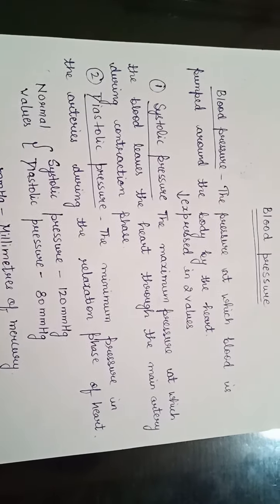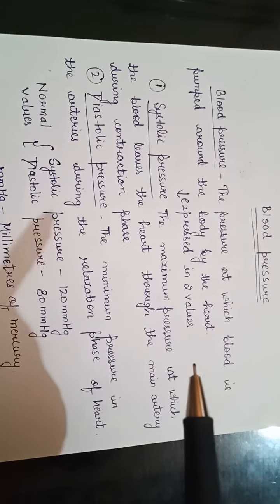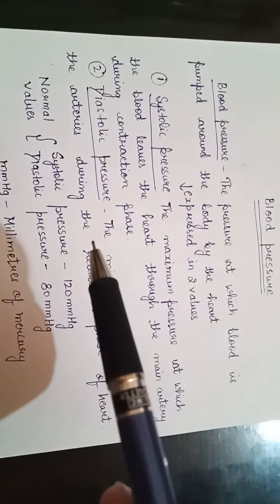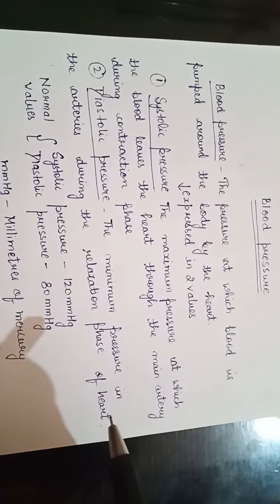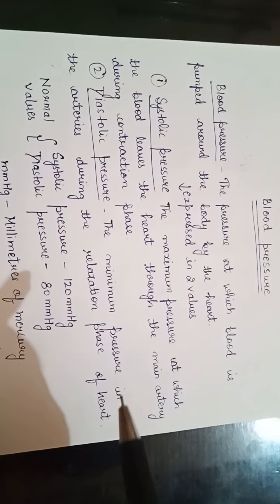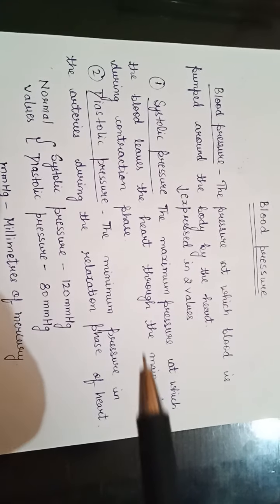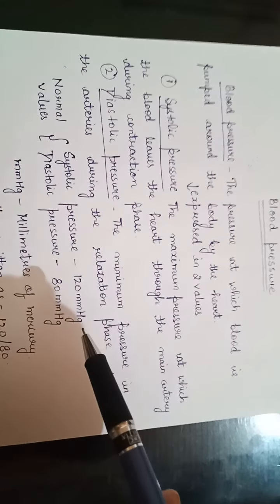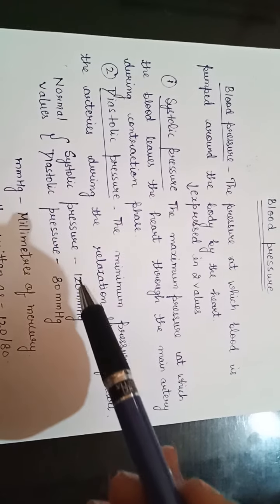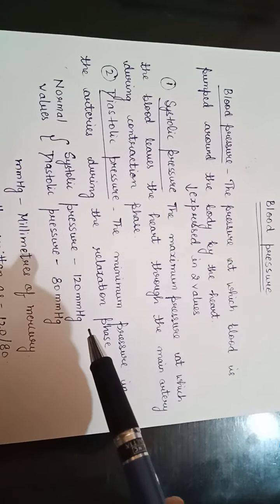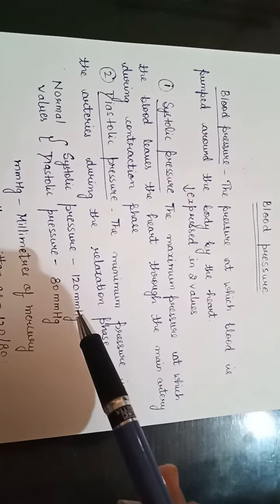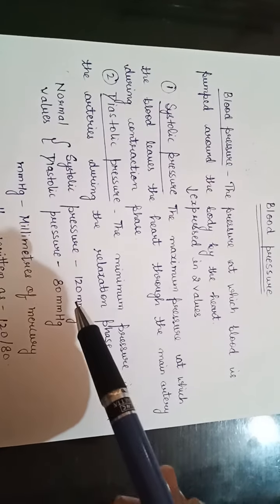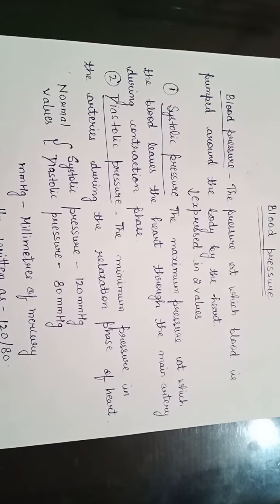So when the contraction phase is there in the heart, that pressure of the blood in the artery is known as the systolic pressure. And during the relaxation phase of the heart, the minimum pressure present in the arteries is known as the diastolic pressure. These are the normal values: systolic pressure 120 mmHg, where mm represents millimeters of mercury, and diastolic pressure 80 mmHg.